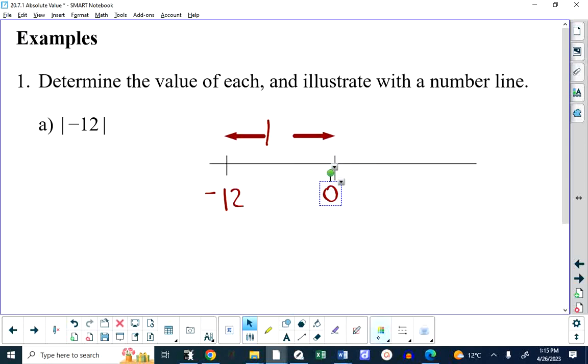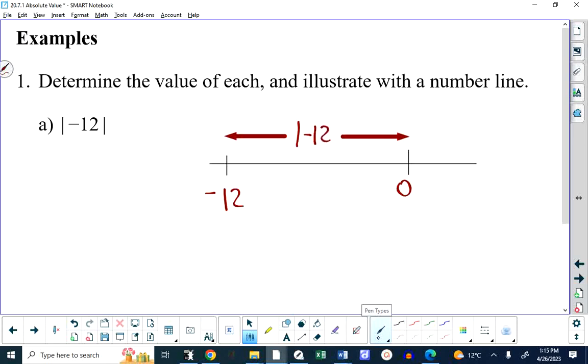of negative 12. That's what it means. It's not a difficult concept. The answer is the absolute value of negative 12 is 12. Negative 12 is 12 away from 0 on the number line. So the absolute value of negative 12 is 12.